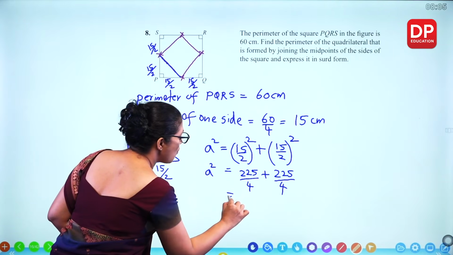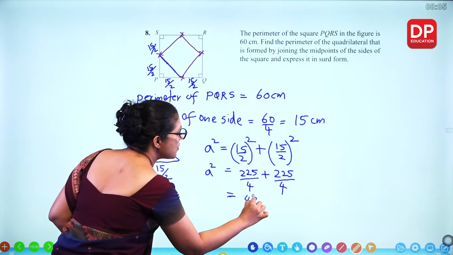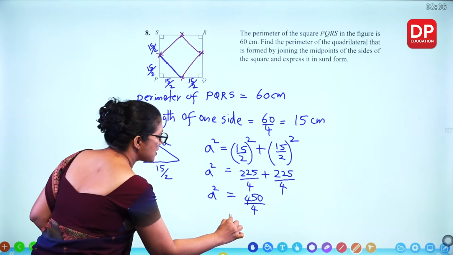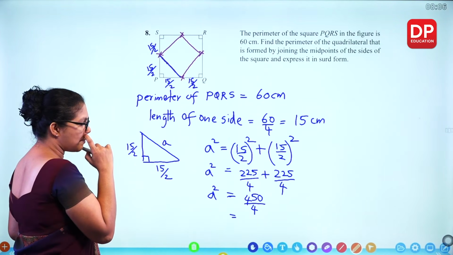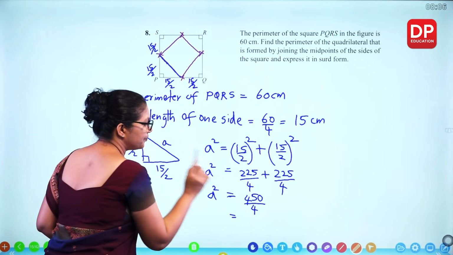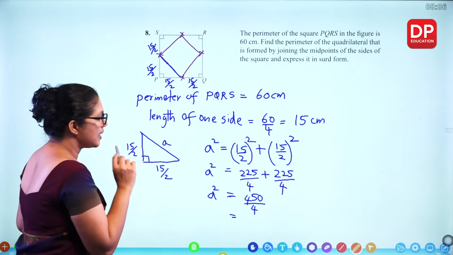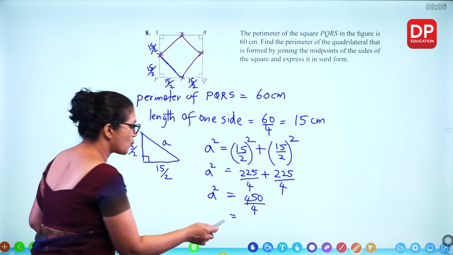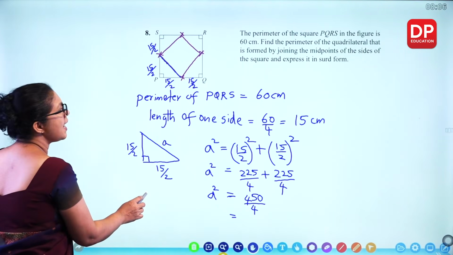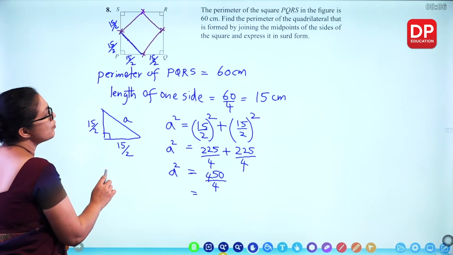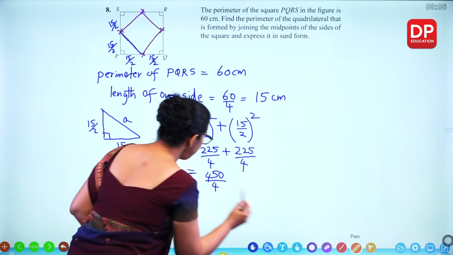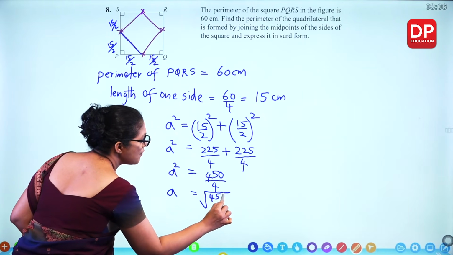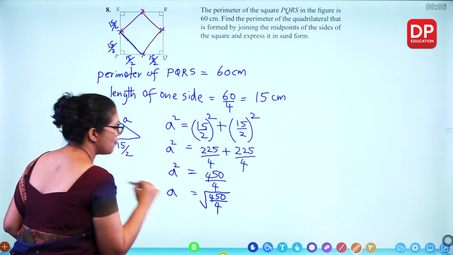225 plus 225, you get 450 divided by 4. So what's 450 divided by 4? We'll keep it as it is and then take the square root. So what is A? Square root of A squared. A is square root of 450 over 4.